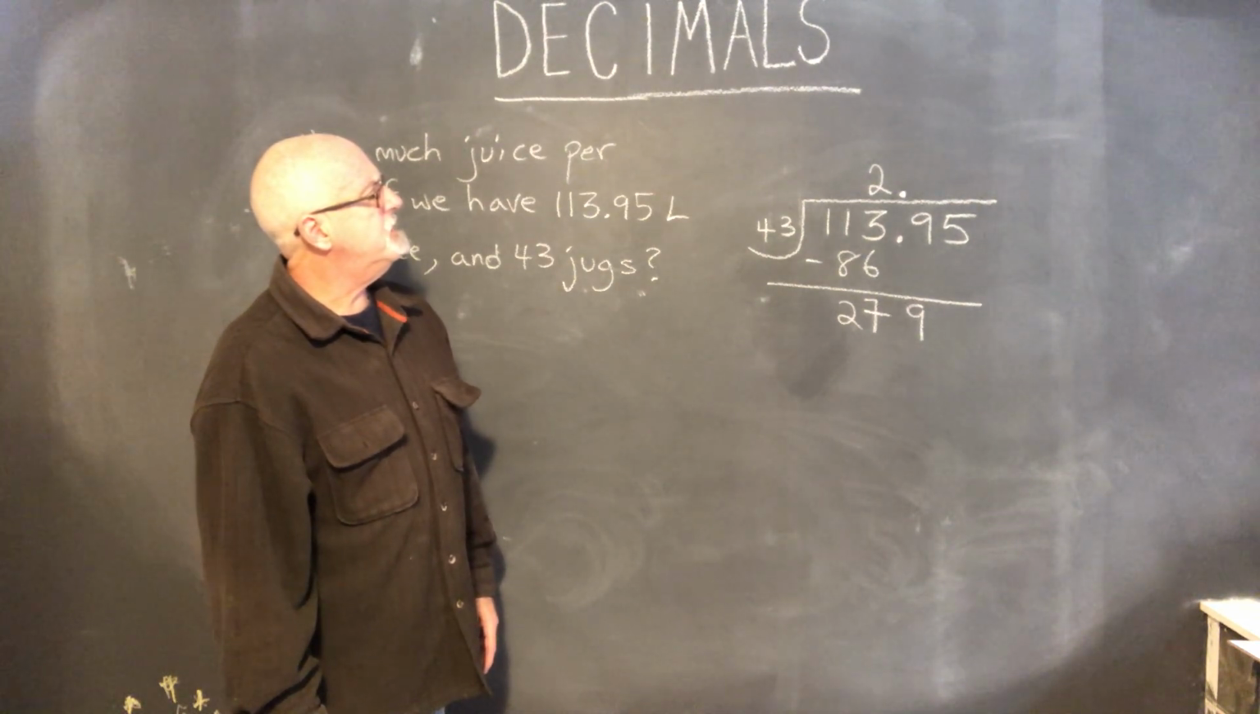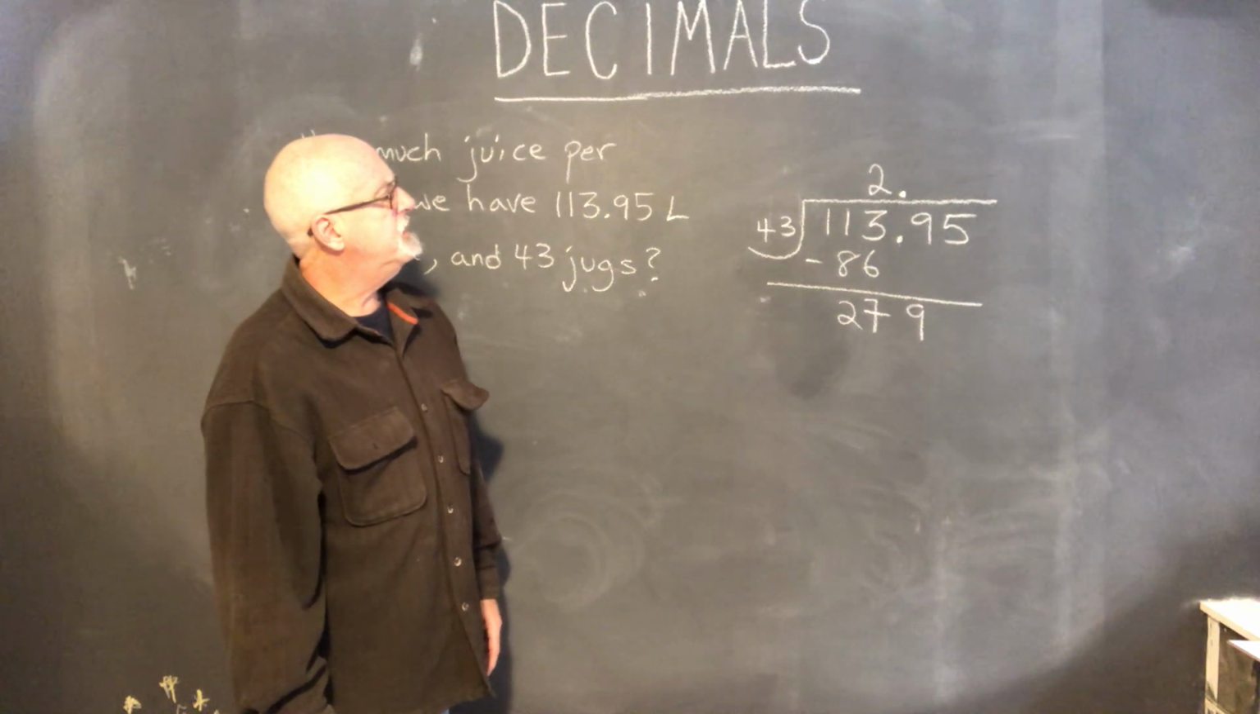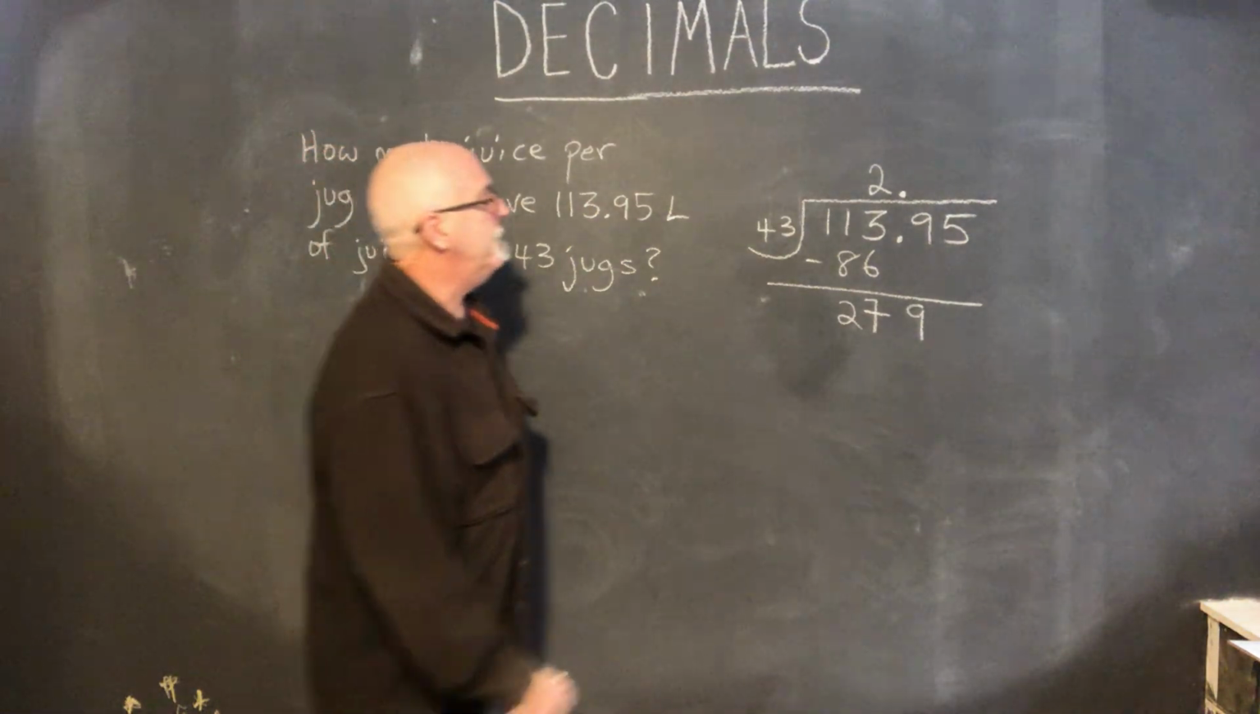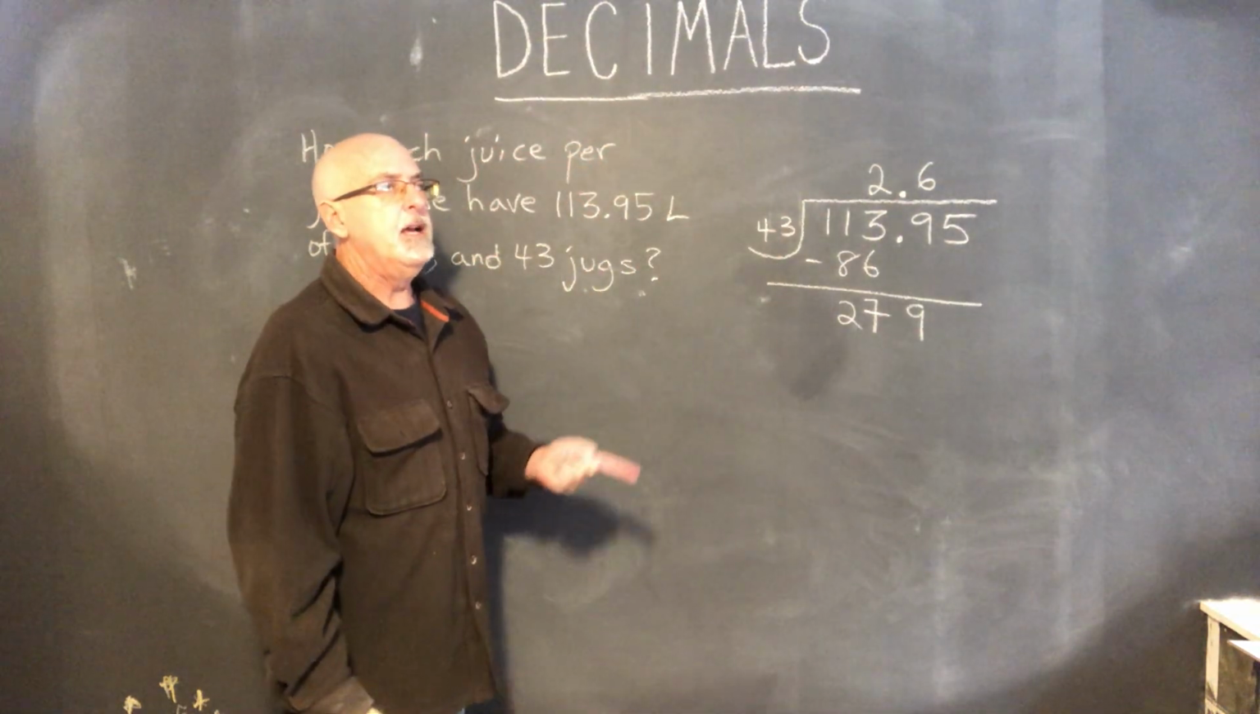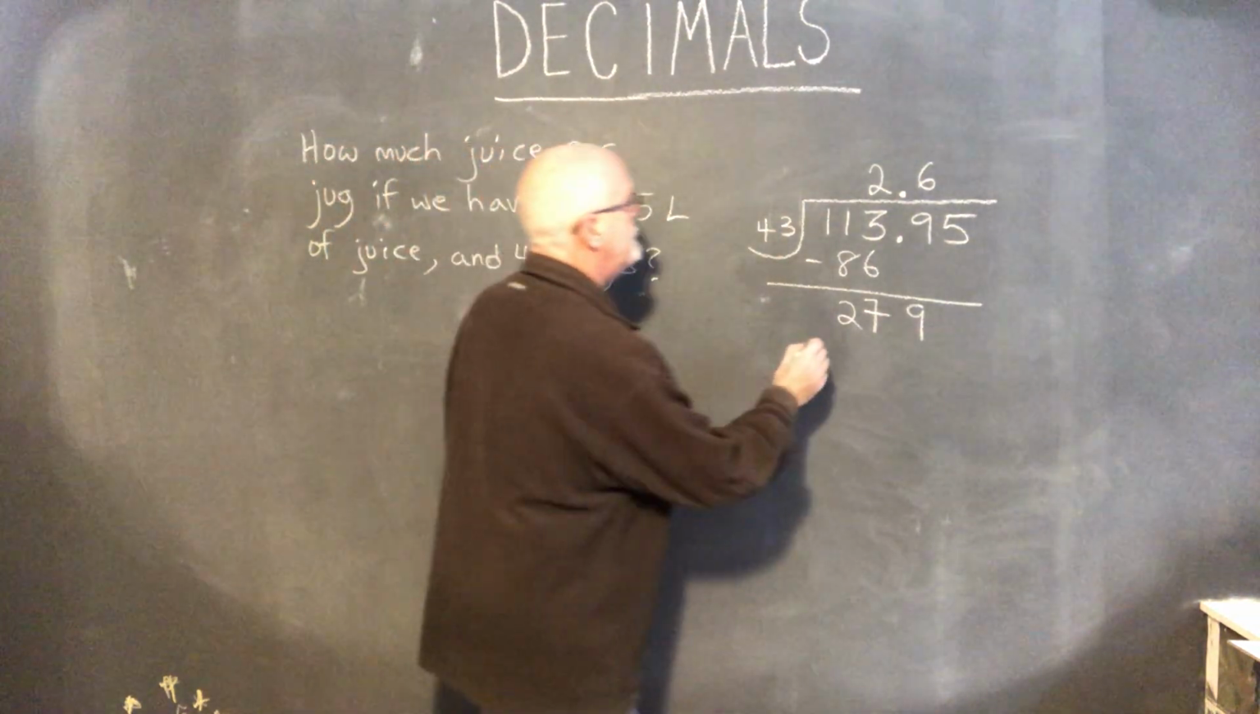7 times 43 is 301, no, it won't fit 7 times. It will just fit 6 times. I'm putting a 6 here. 6 times 43. 6 times 40 is 240. 6 times 3 is 18. 240 plus 18 is 258.